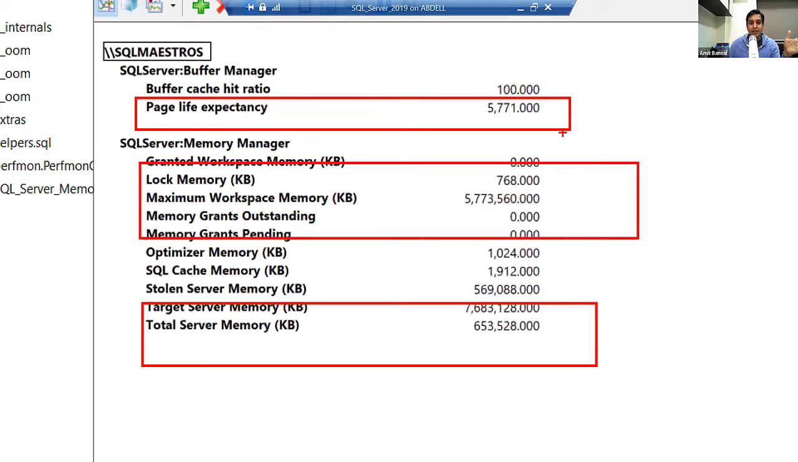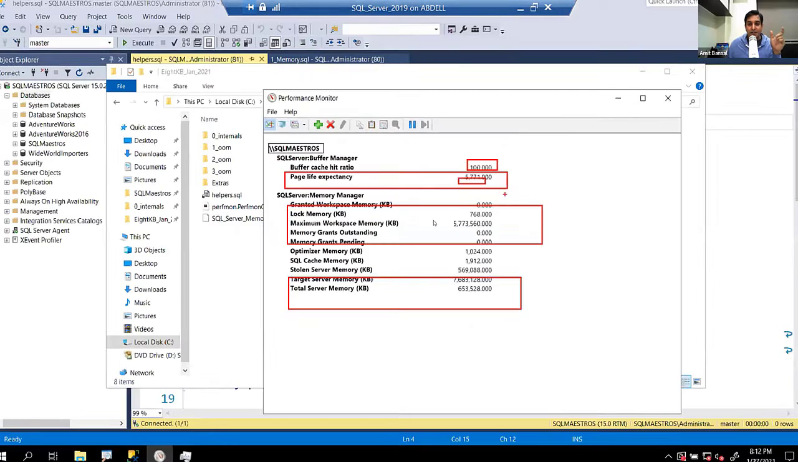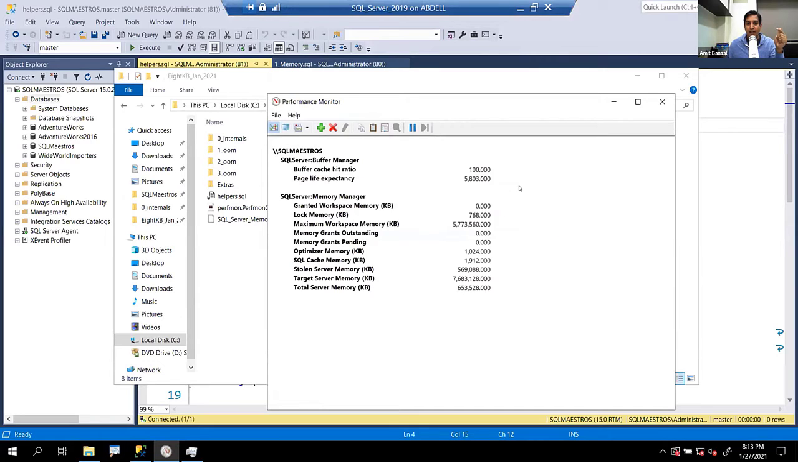Now, things to note before we begin the demo. Look at buffer cache hit ratio, very good, sitting at 100%. Look at PLE, 5771, pretty neat, and it's increasing. If you observe this, it will increase by 1 every second: 803, 804, 805, and so on. Because when there is memory pressure, you will see that they all reset back to 0.